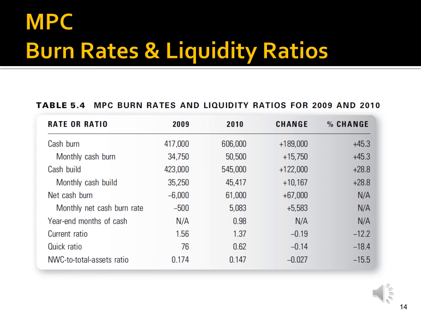So the net cash burn is cash burn minus cash build. A negative net cash burn indicates a good situation, rather than a bigger cash burn compared to the cash build.